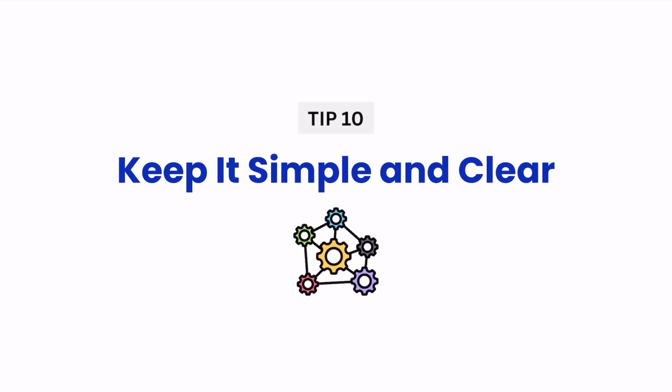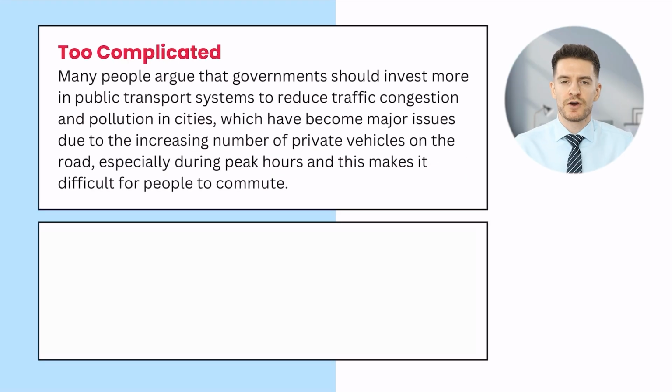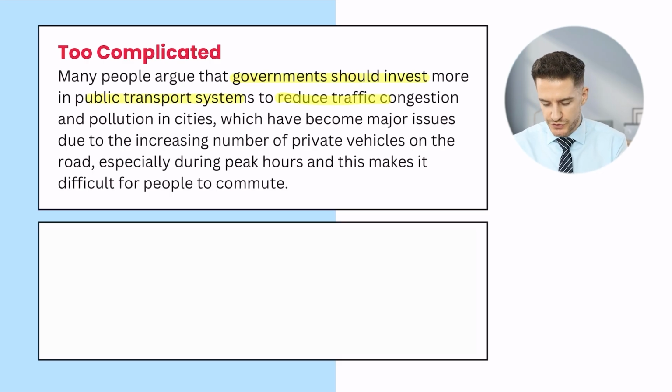Tip 10, keep it simple and clear. All right, so let's have a look at this very long sentence. Many people argue that governments should invest more in public transport to reduce traffic congestion and pollution in cities, which have become major issues due to the increasing number of private vehicles on the road, especially during peak hours, and this makes it difficult for people to commute. As you can see, this is a very long sentence with a lot of ideas. It would be much better if the student wrote this again and separated it into 2 or even 3 sentences.